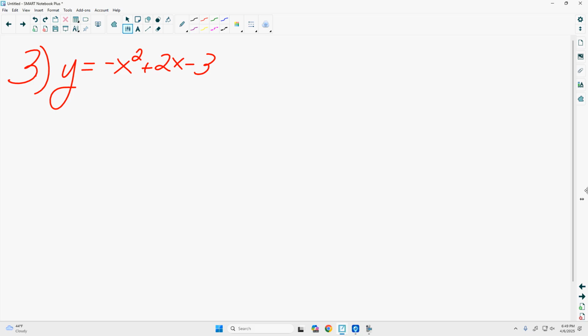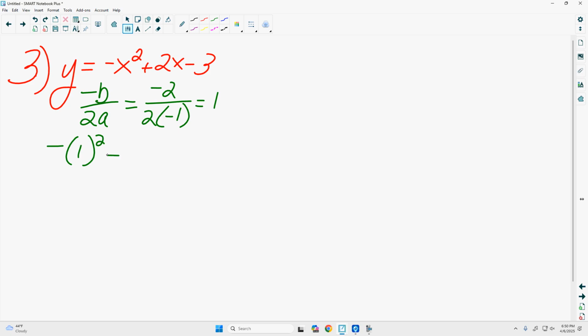What do you do first? You do negative b over 2a. So it's negative 2 over 2 times negative 1. So it's negative 2 over negative 2, which is 1. Then you take that 1 and plug it in. Some of you guys made this mistake on your quiz. That negative goes outside like that, okay? Just like that, okay?